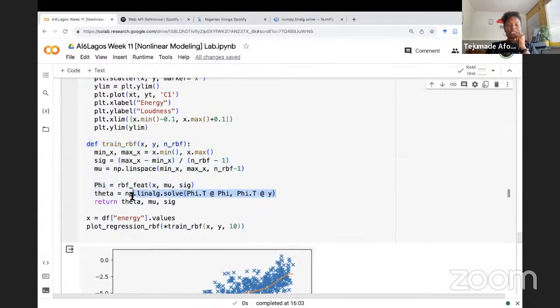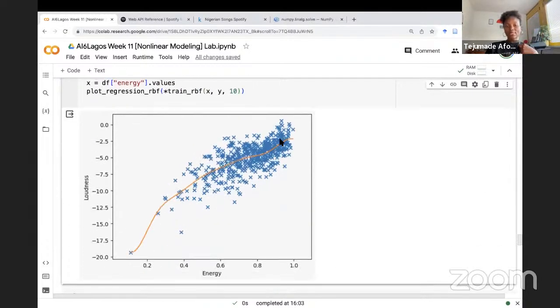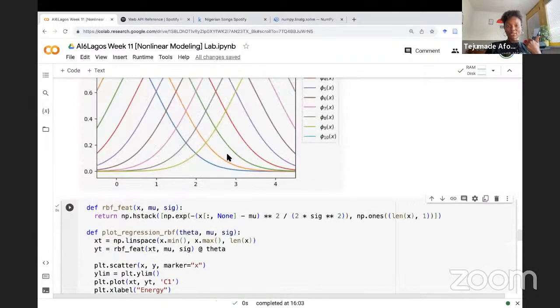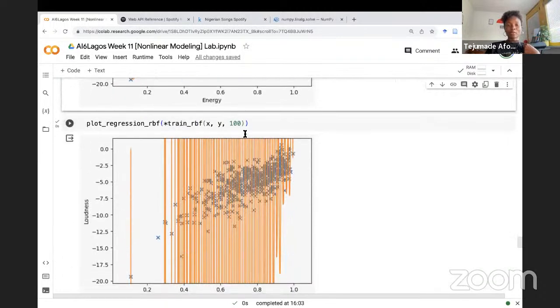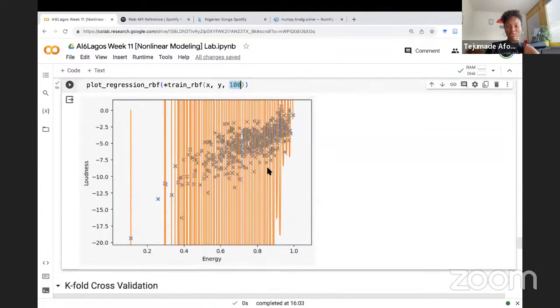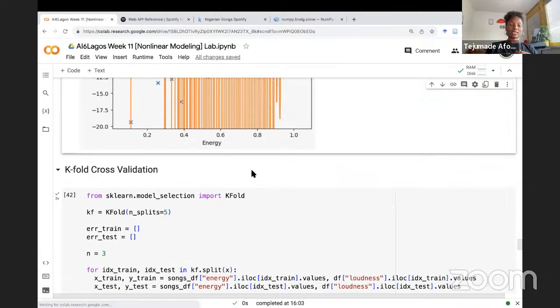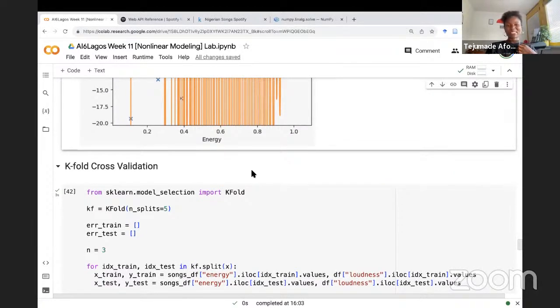So you're still doing linear regression, but now you have a different feature, which is the RBF feature that you got from the RBF. It's no longer the polynomial feature. You can see this is the fit when you use 10 of those Gaussians. But when you increase it to 100, it starts to overfit. And you can also regularize it. I did not put that here, but you can also regularize it.